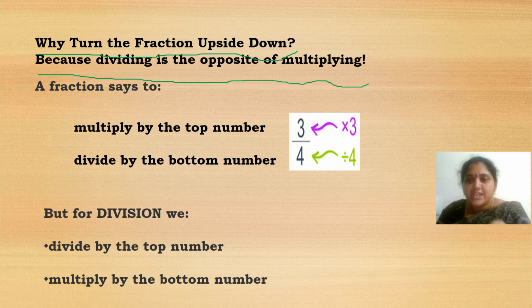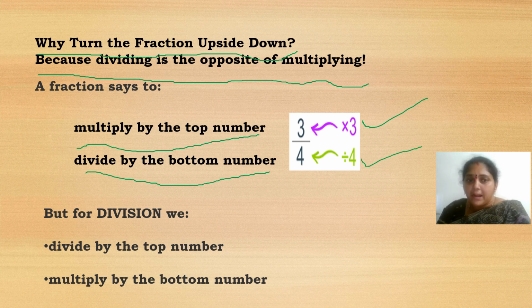Yes or no? Division is the opposite of fraction. That's why we will interchange the numerators and denominators. That is what the reciprocal of the fraction is. What we observed till now: a fraction says multiply by the top number, divide by the bottom number. In a fraction, we multiply with the top number and divide with the bottom number. But for division, we divide the top number and multiply the bottom number.